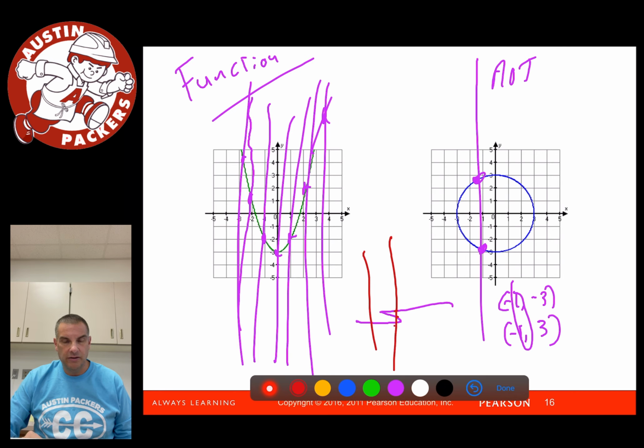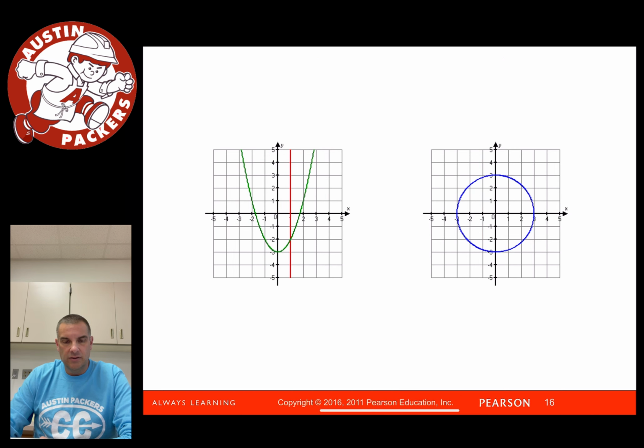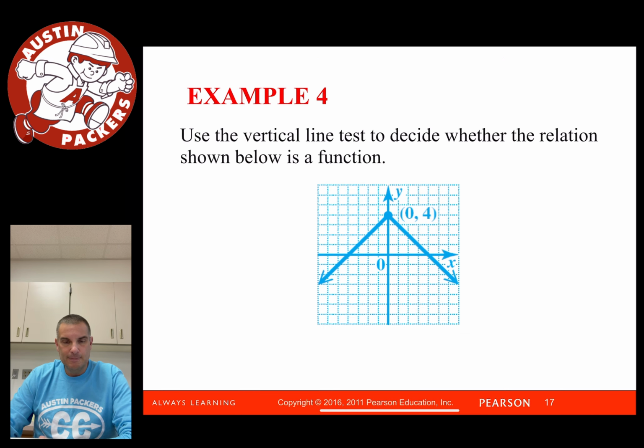Now it hits there, there, and there. So it's not a function anymore. So this is not a function. The vertical line has to be able to be drawn everywhere. So that's the vertical line test. Right? Again, you can do the vertical line test to test if this one is.